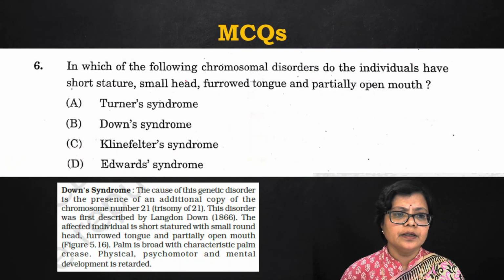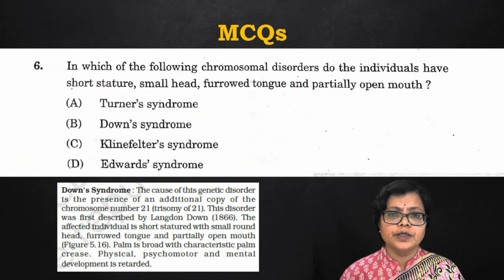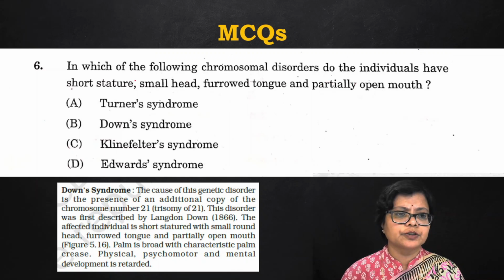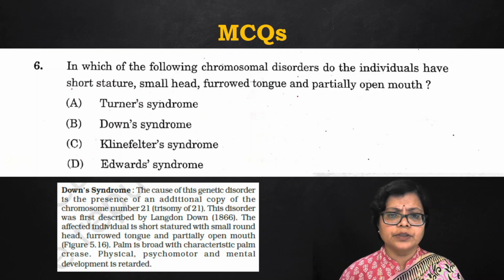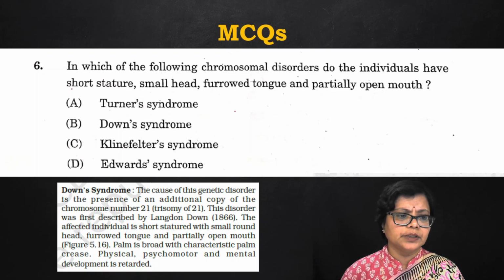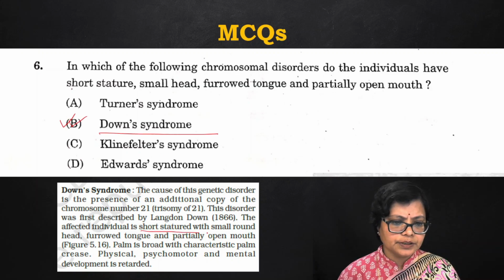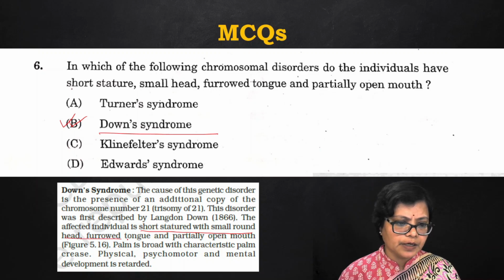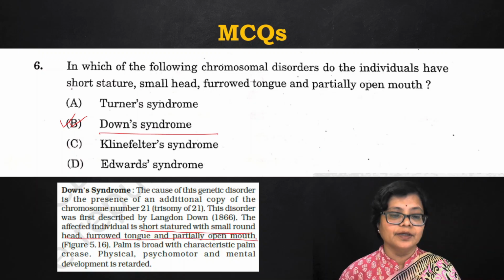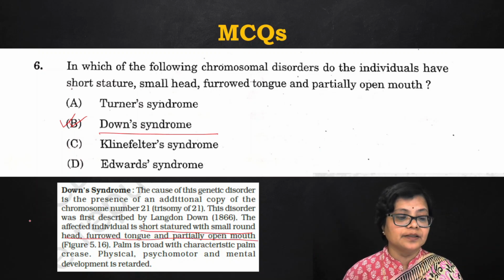In which of the following chromosomal disorders do the individuals have short stature, small head, furrowed tongue and partially open mouth? The answer will be Down syndrome. Clear cut answer. Down syndrome, here you see short stature, small round head, furrowed tongue, partially open mouth. Exactly the line has been copied from the NCERT book.